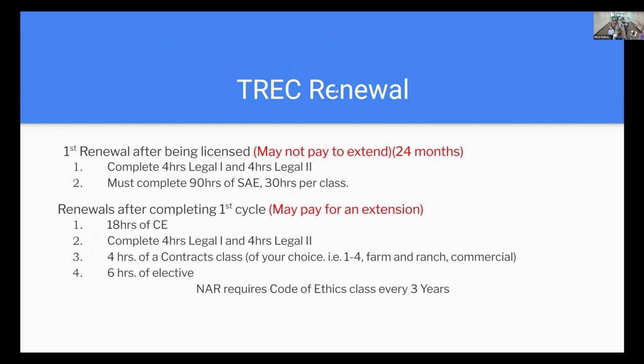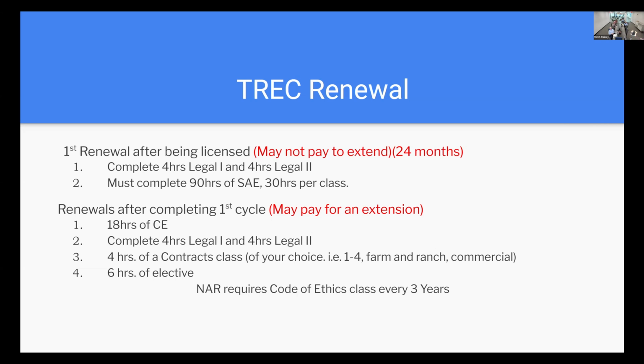For your license renewal, don't wait till the last minute. If you're a new agent, you must have 98 hours of SAEs. 30 hours of those must be in brokerage. Last year, they decided that as a new agent, we need to let you know what to expect from your broker. Are you getting the value from your broker? So that's why they added it. Then you have to have 60 other hours of SAEs, legal 1 and legal 2.